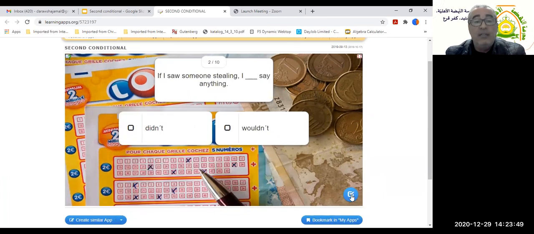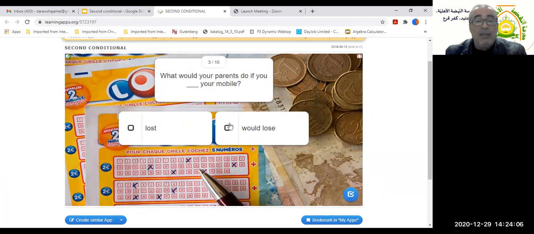If I saw someone stealing, I say anything. I didn't or I wouldn't. What do you think? Excellent. I wouldn't say anything. Of course, we should say something if we see someone stealing.